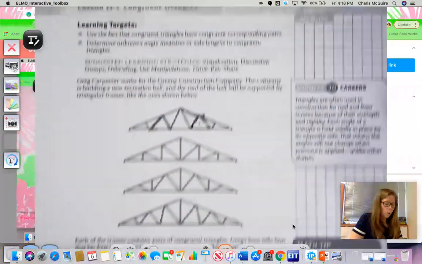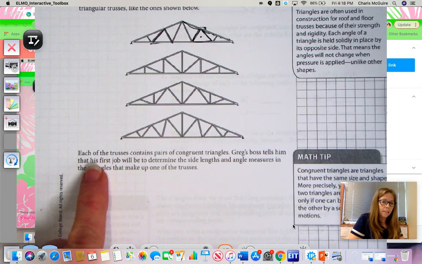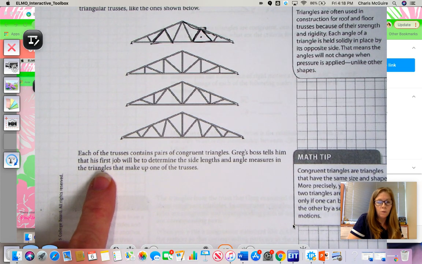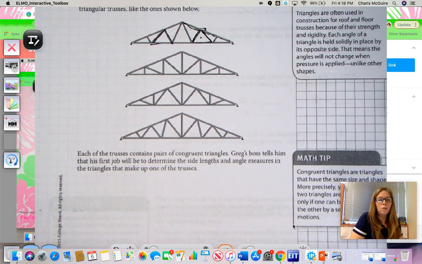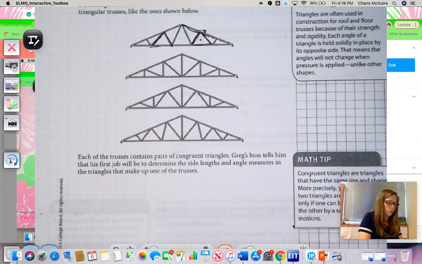All right, so down here, it says each of the trusses contains a pair of congruent triangles. Greg's boss tells him that his first job will be to determine the side lengths and angle measures in the triangle that make up one of the trusses. So we're going to get back to Greg later on, but first we're going to go investigate these triangles in the trusses. So turn the page with me.